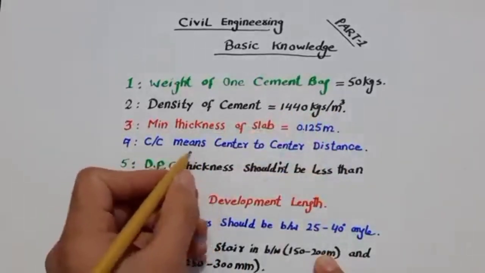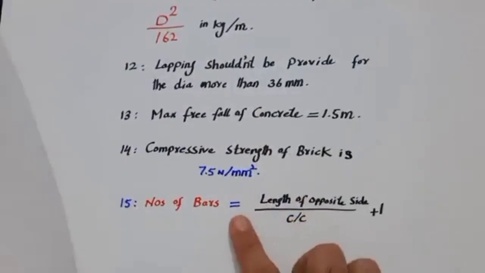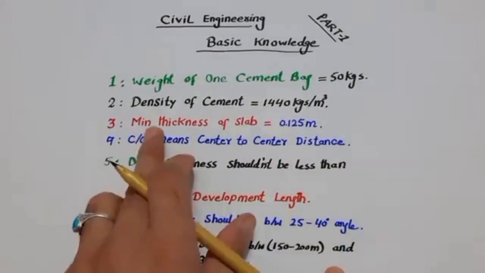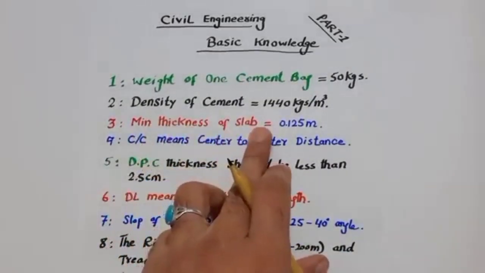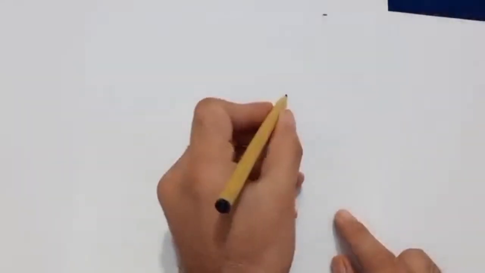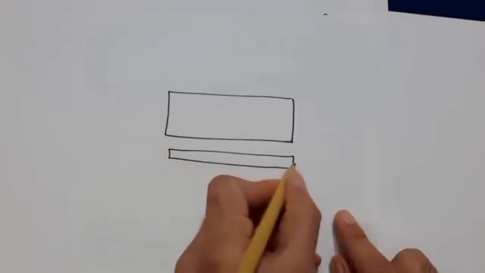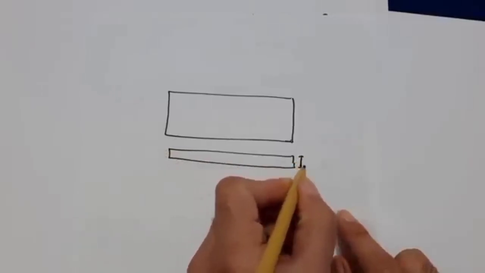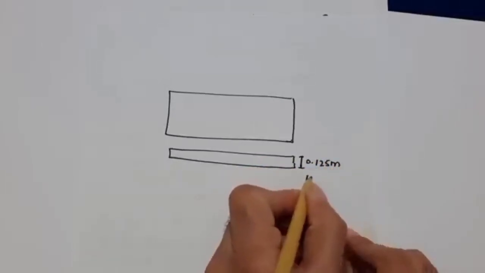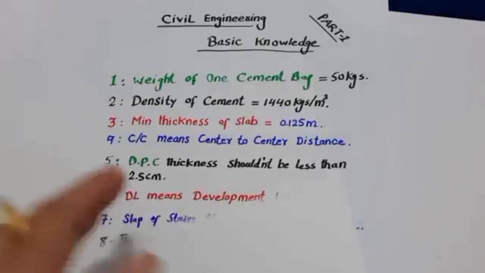Okay, the third one is, guys, minimum thickness of slab. Guys, we have about 15 points. As you can see, till 15 we have. All right, the third one is minimum thickness of the slab. Guys, you can see here, this is top slab, and this is the section, cross section. So the thickness of the slab should be minimum 0.125 meter or 125 millimeters. Okay, thickness of slab, minimum.